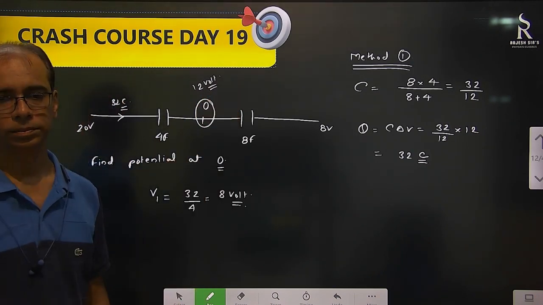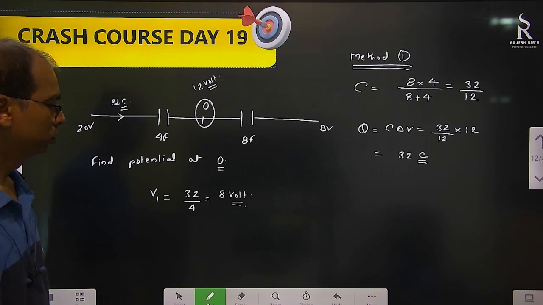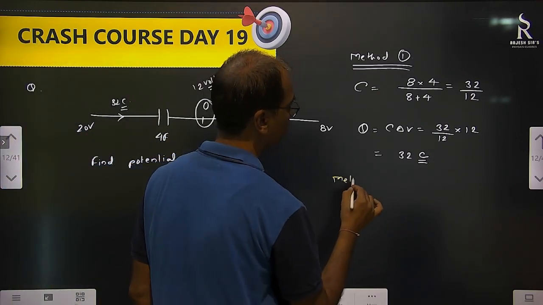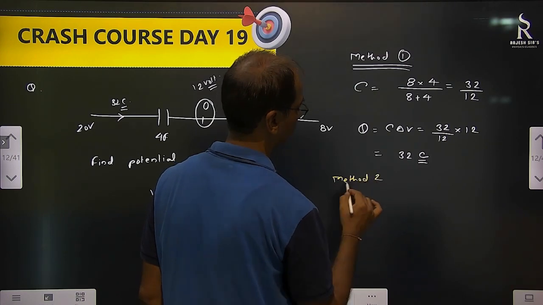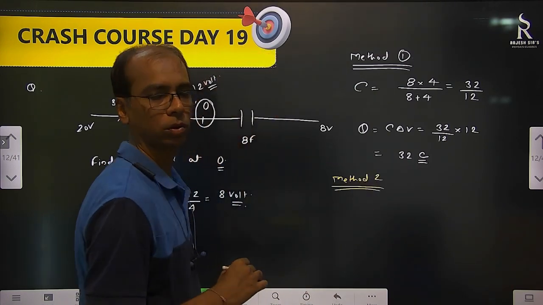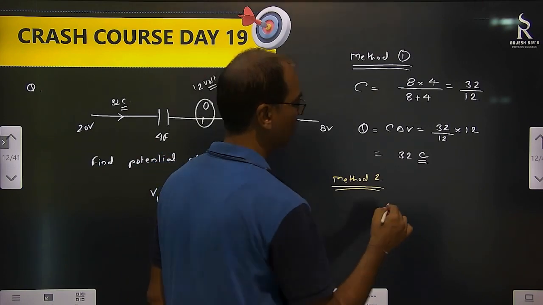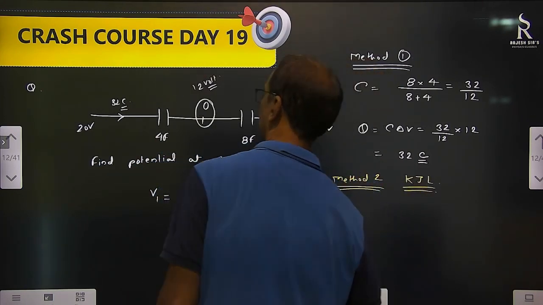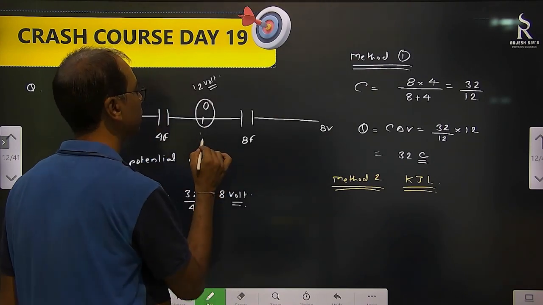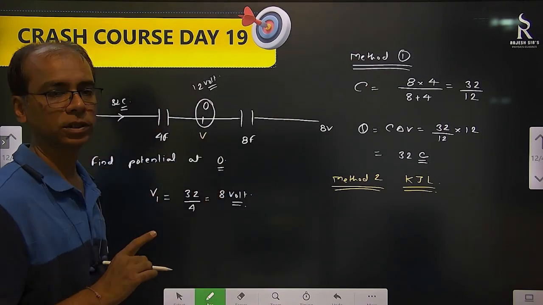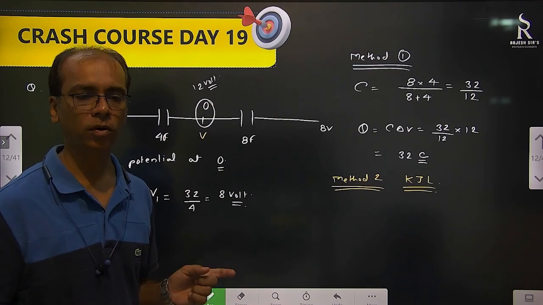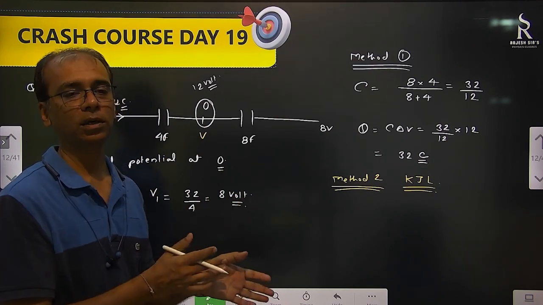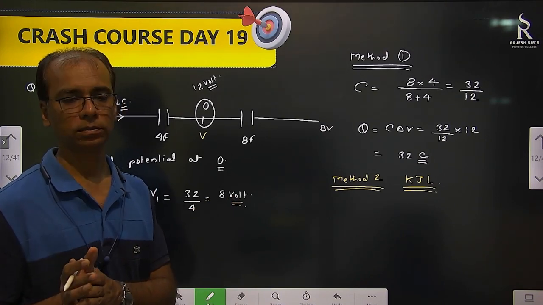Method number 2 is based on Kirchhoff's junction law, KJL. What you'll do is assume here the potential is V. Kirchhoff's junction law states that the sum of all the currents at any junction is equal to 0, or the sum of incoming current is equal to the sum of outgoing current.